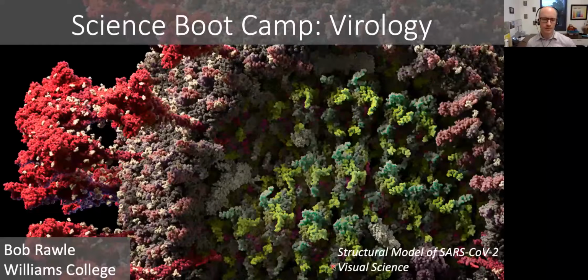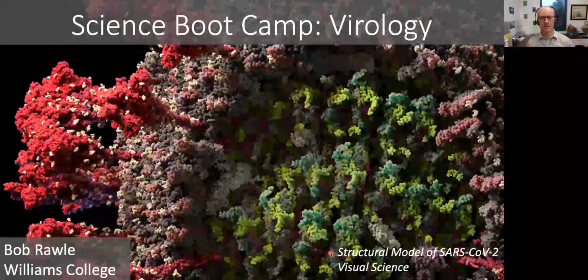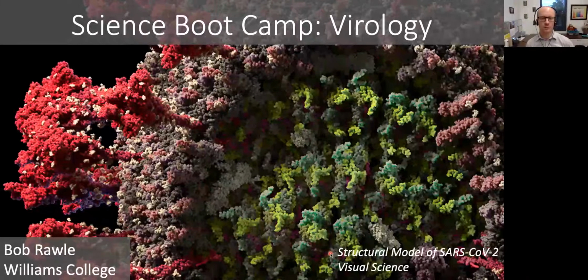Now, the terminology can be a little bit confusing, so the official name of the coronavirus is SARS-CoV-2, which stands for Severe Acute Respiratory Syndrome Coronavirus Number 2, kind of a mouthful. It is the virus that causes the disease COVID-19 in the same way that HIV is the virus that causes the disease AIDS.